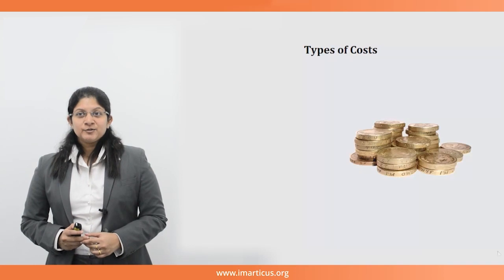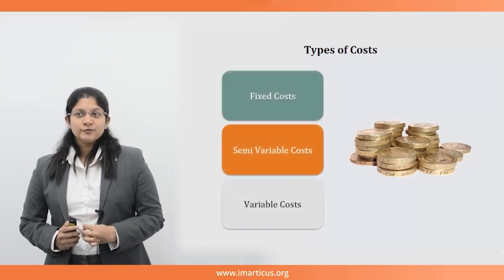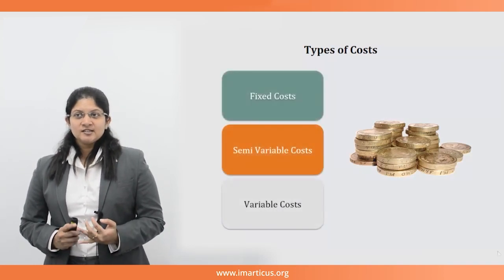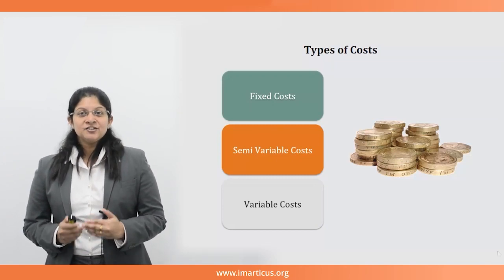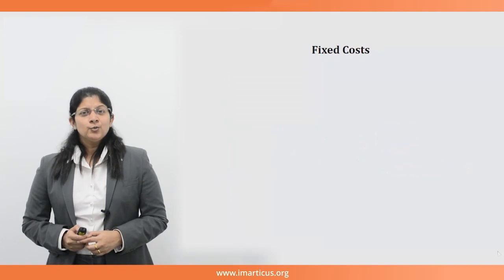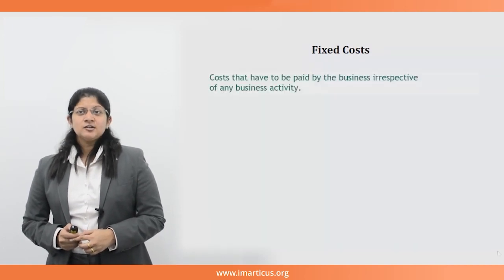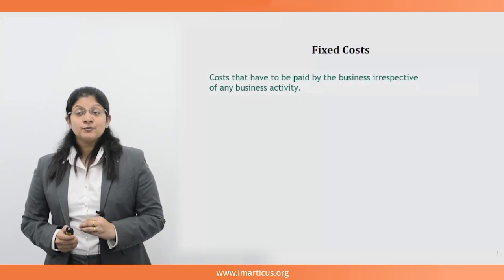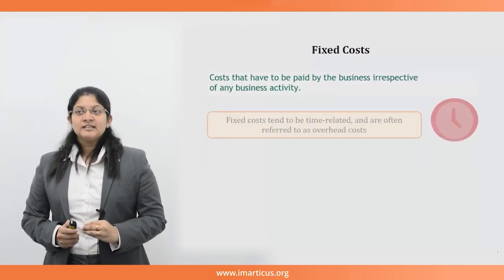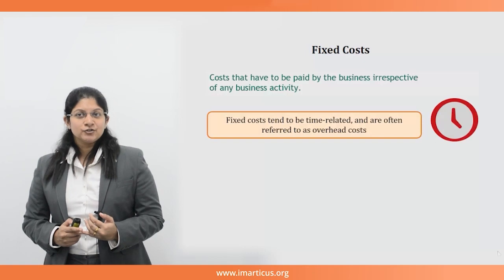Let's begin with the types of costs. There are 3 types of costs. These are fixed costs, semi-variable costs and variable costs. We will now look at each of them separately. What are fixed costs? Fixed costs refer to costs that have to be paid by the business irrespective of any business activity. Examples include rent and insurance.